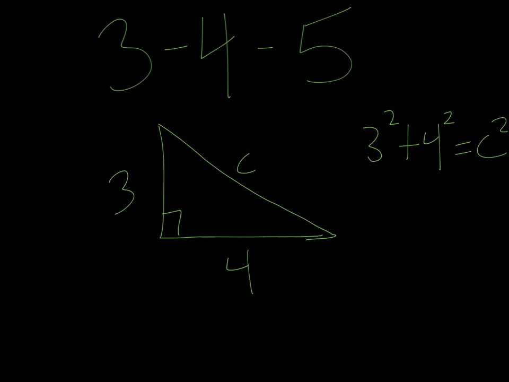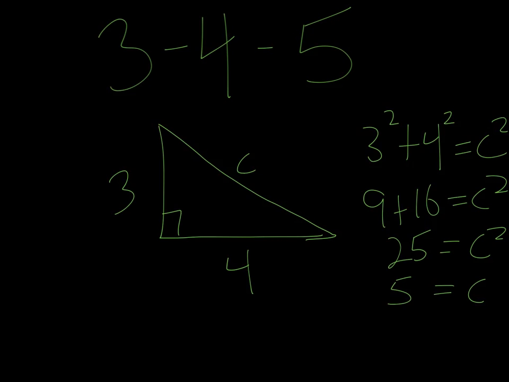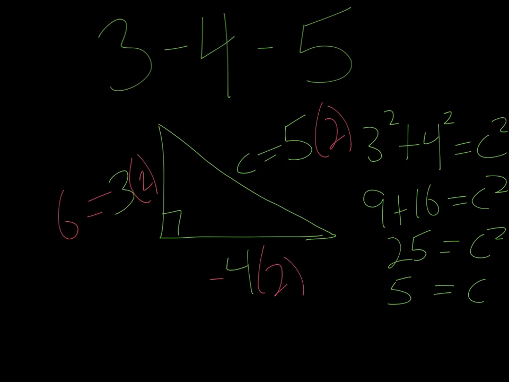Okay? If I simplify the left side a little bit, I get 9 plus 16 has to equal c squared, which means that c squared has to equal 25, meaning c has to be 5. So this would mean c is 5. Now the cool thing about this is that if I multiply all these by 2, meaning that this side would then become 6, this side would then become 8, and this side would then become 10. This relationship still holds true.